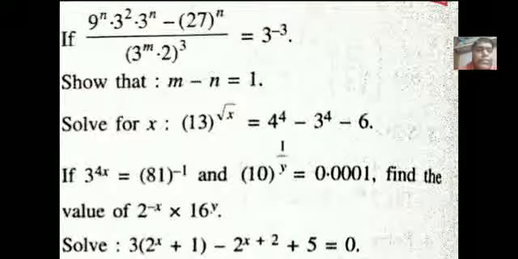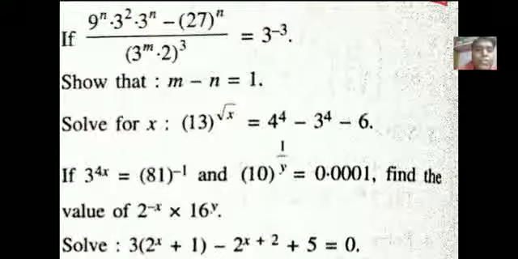Next question, if 3 to the power 4x is equal to 81 to the power minus 1 and 10 to the power 1 by y is equal to 0.00 and 10 to the power 1 by is equal to 0.0001, find the value of 2 to the power minus x into 16 to the power y.